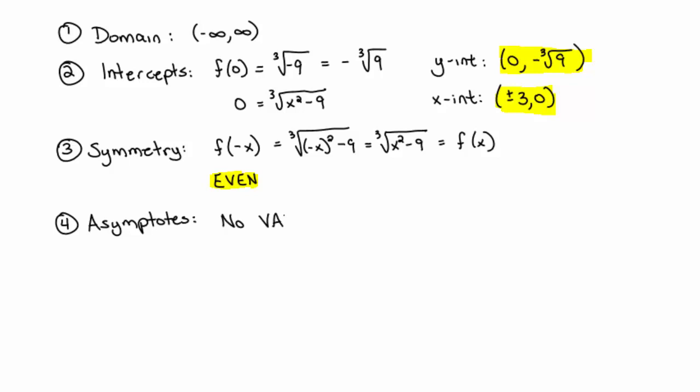And then horizontal asymptotes, well, if I'm going to look for horizontal asymptotes, that would be behavior as x is going to positive or negative infinity.